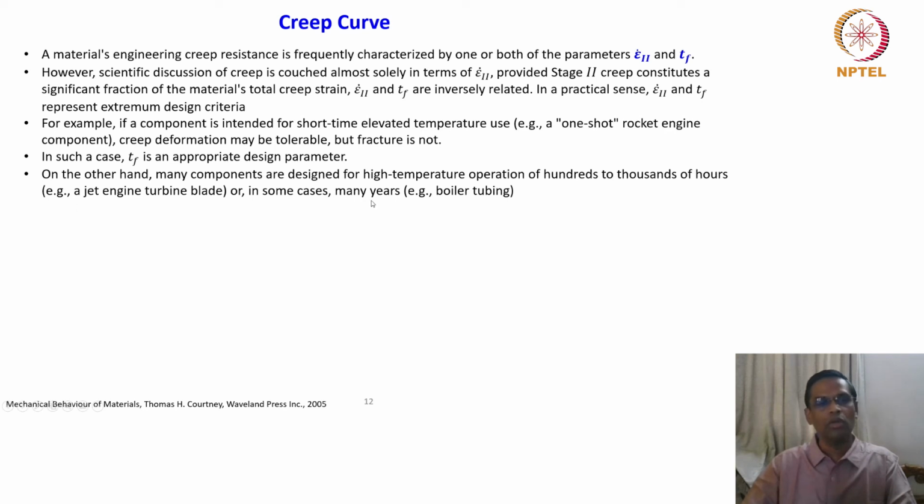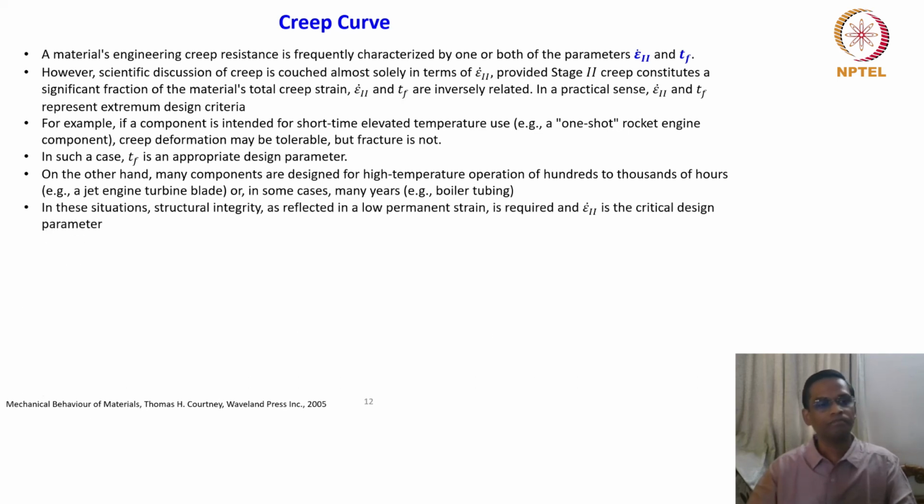So these are two classical examples which clearly bring out the importance of why the creep strain is important, or why the time to fracture study is important. In these situations, structural integrity as reflected in a low permanent strain is required, and epsilon dot 2 is a critical design parameter.